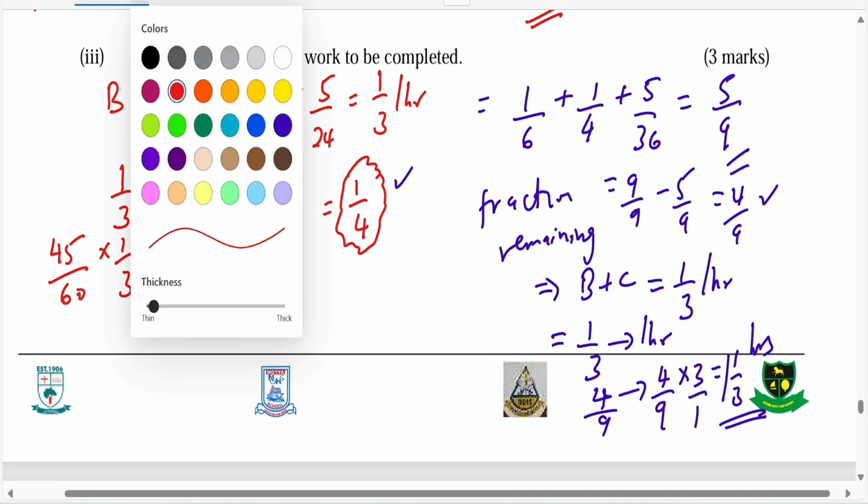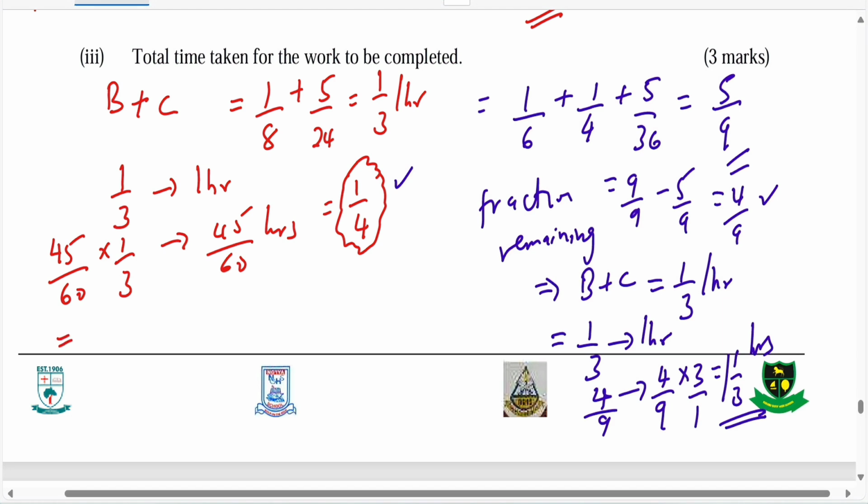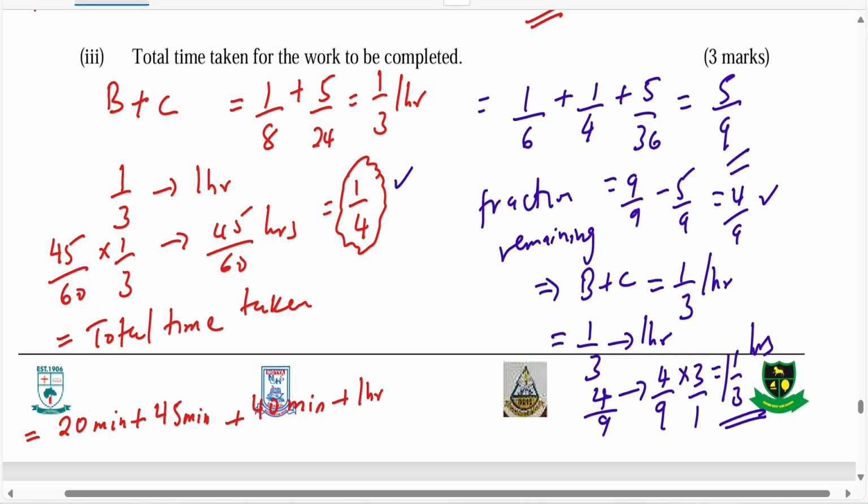So let's search for the total time taken. So total time taken will be how much? Remember, kulikuwa na 20 minutes, then add it to the 45 minutes which they work together. Then add it to the 40 minutes in which one person or one machine worked by itself, and then add it to 1 and a third hours, which is basically around 1 hour 20 minutes.